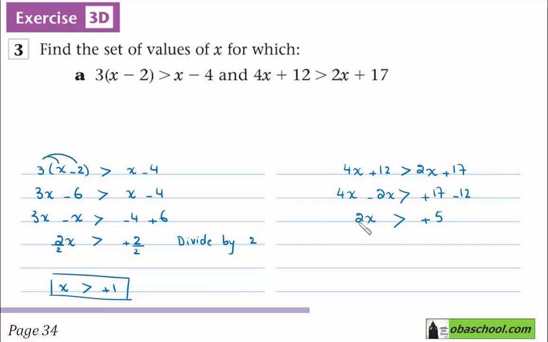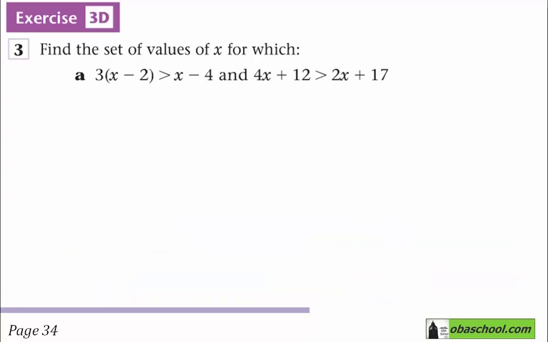To get rid of the coefficient 2 multiplied by x, we are going to divide both sides by 2. Since we are dividing both sides by a positive number, the sign won't change. We will get x greater than 5 over 2, which is 2.5. So the set of values of the second inequality is x greater than plus 2.5. Now I will take the two solutions that I got, which are x greater than plus 1 and x greater than plus 2.5.